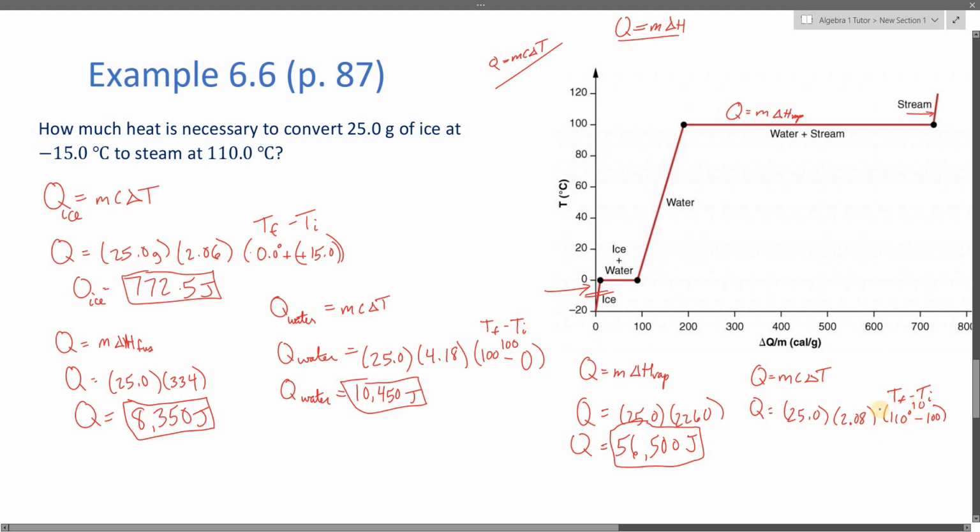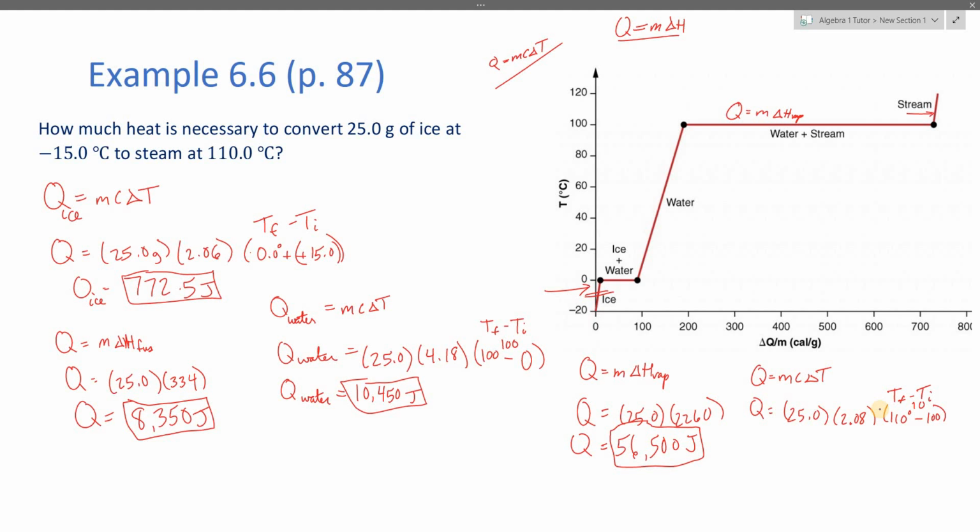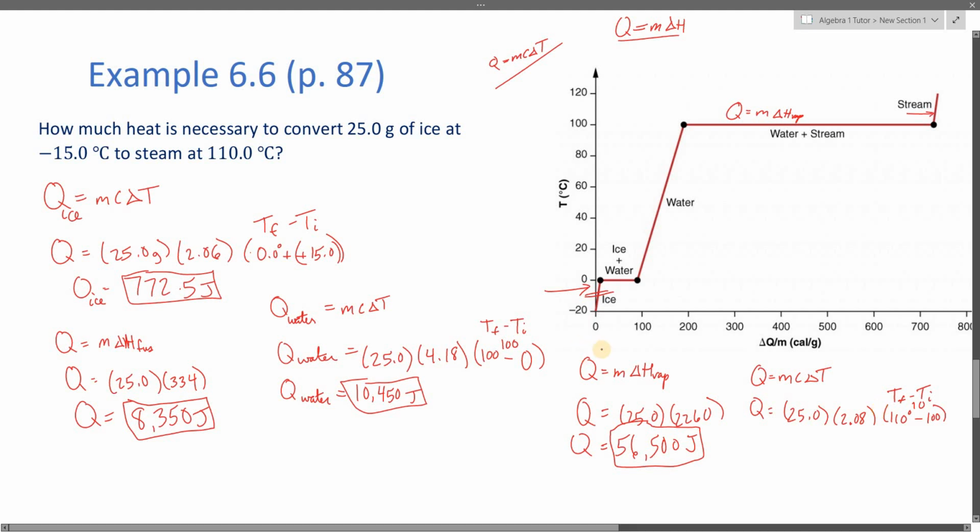So we're going to take 2.08 times 10. 20.8 is what we have, times 25, and we're going to get 520 joules. Now the reason that's such a small number is because we haven't gone very far on the graph. We're still steam. Now, at the end, we want to know how much heat was needed to do the whole thing. We need to add all of these numbers up.